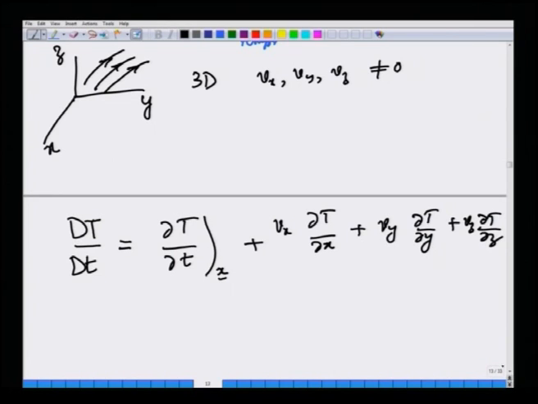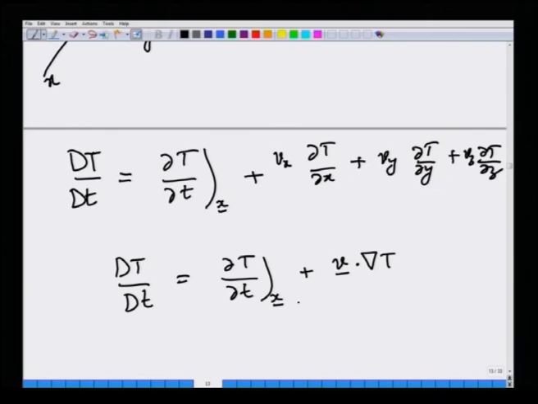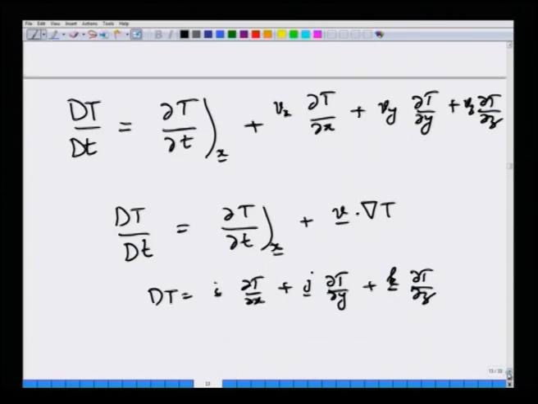We can also use the symbol from vector calculus. This is nothing but the rate of change of temperature at a fixed location plus v dot the gradient of temperature. Grad T is of course i partial T partial x plus j partial T partial y plus k partial T partial z. This is the gradient of temperature.